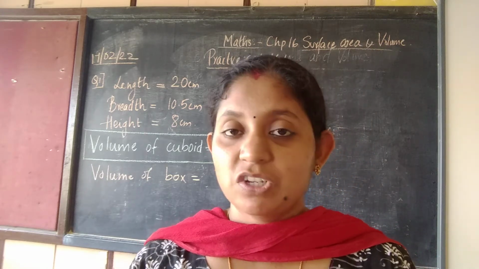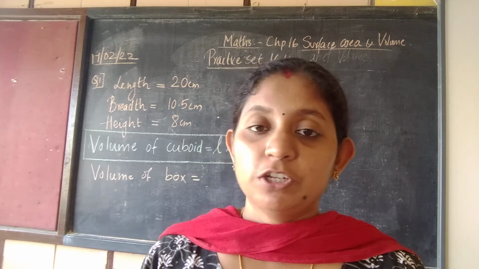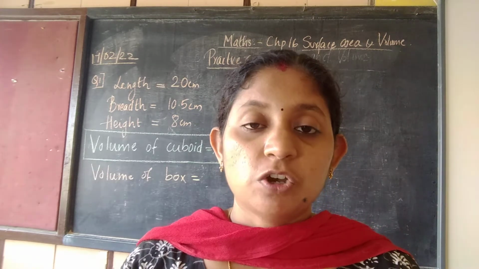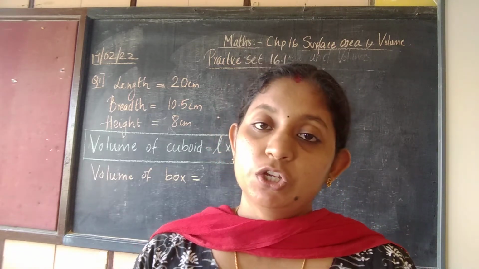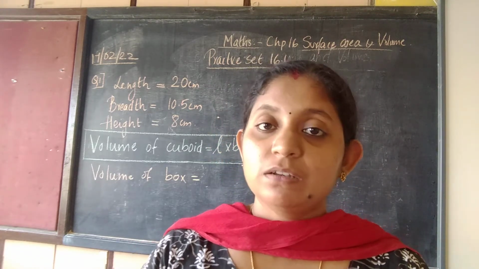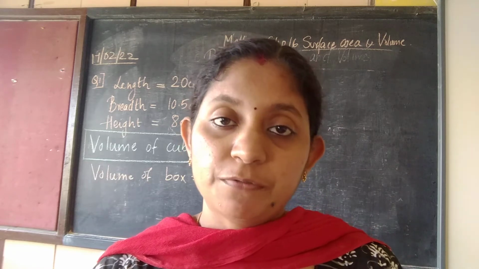So we have started chapter 16, surface area and volume. I hope you all remember the concepts we have discussed. We have discussed two shapes, that is cube and cuboid, and we have discussed the volume of cube and cuboid.